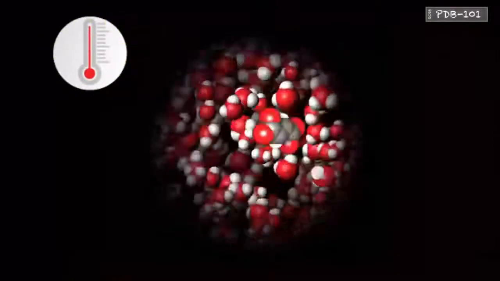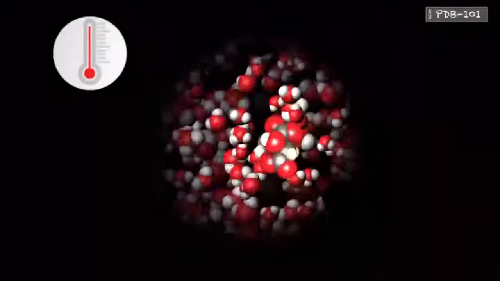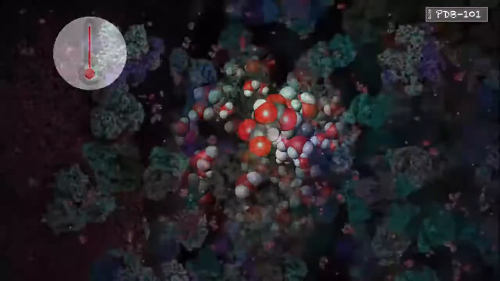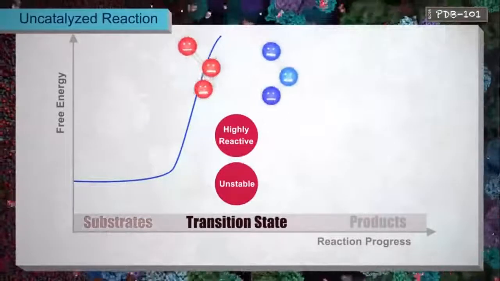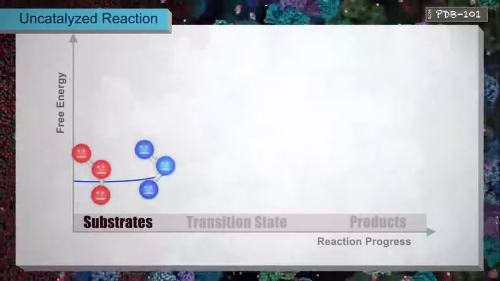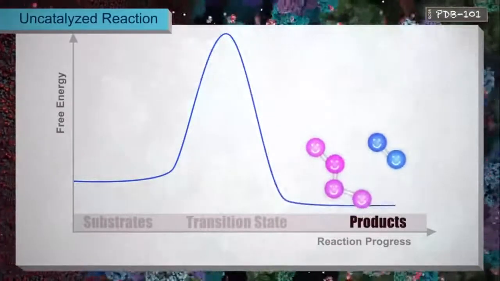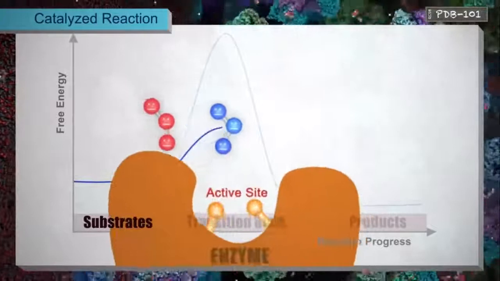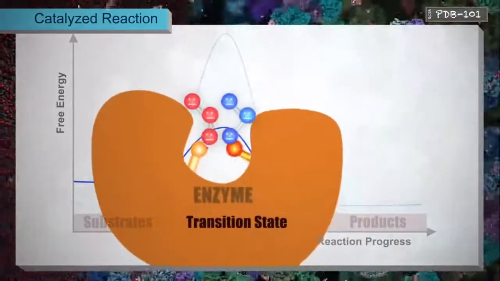To speed up a reaction, the additional energy needed is heat, which jostles the substrates and occasionally triggers a reaction. In the course of most reactions, an unstable transition state is formed as the substrates are transformed into products. Enzymes bind the substrate and put it in the proper position to react.